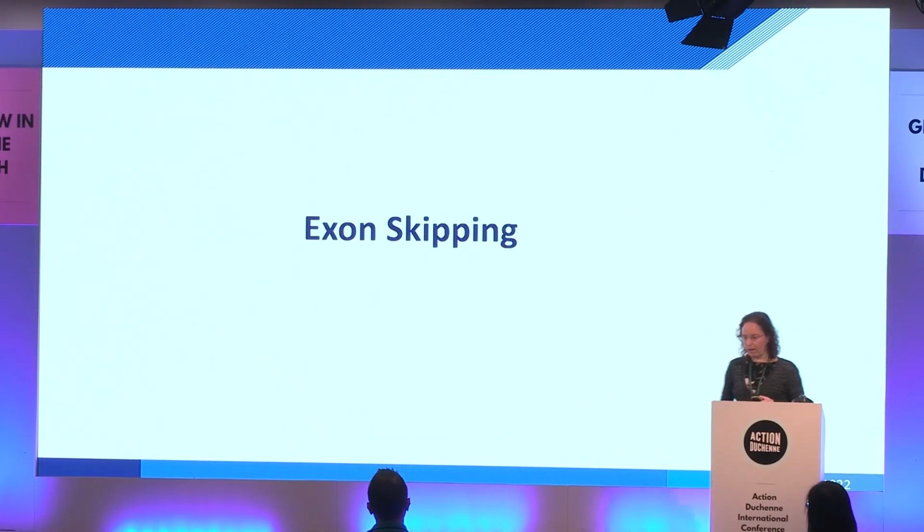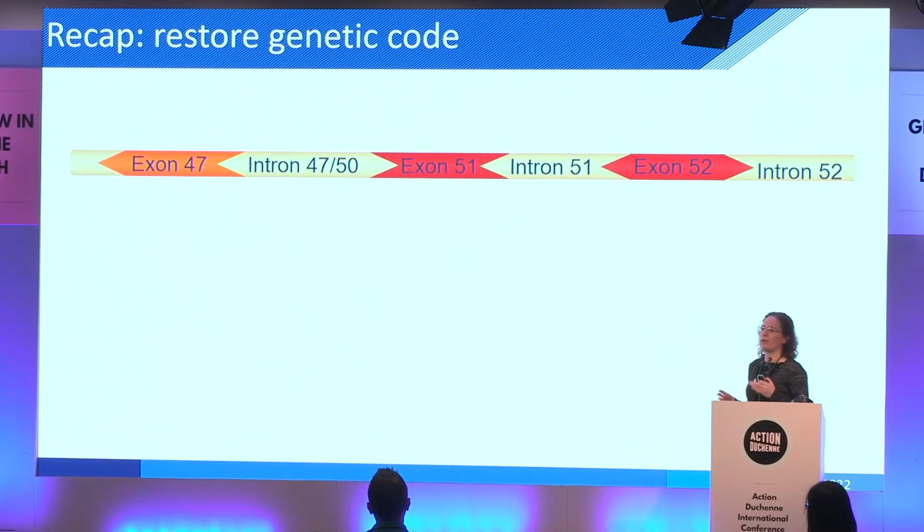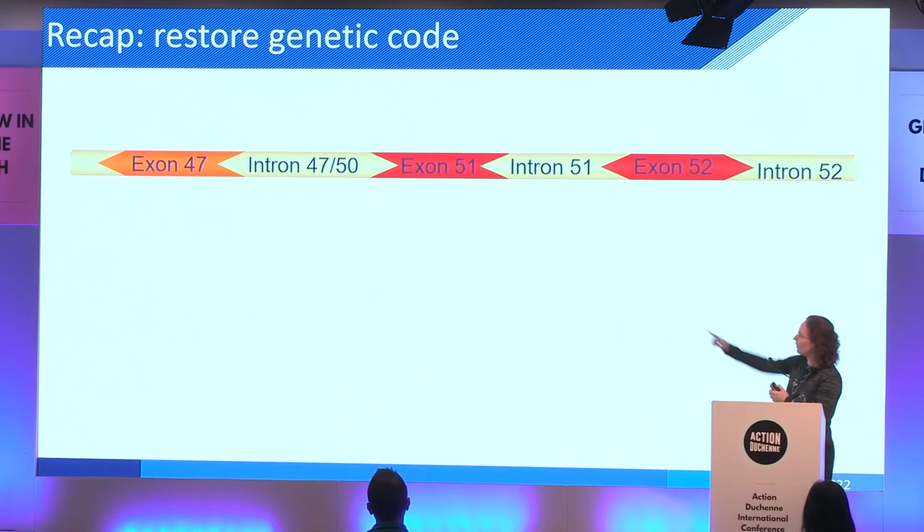So then we have exon skipping, that's the next one. And what exon skipping tries to do is allow Duchenne patients to make a Becker-like dystrophin. So what we have here is a deletion of exon 48 to 50. And that's a very common deletion in Duchenne patients. And you see 47 doesn't fit to 51.